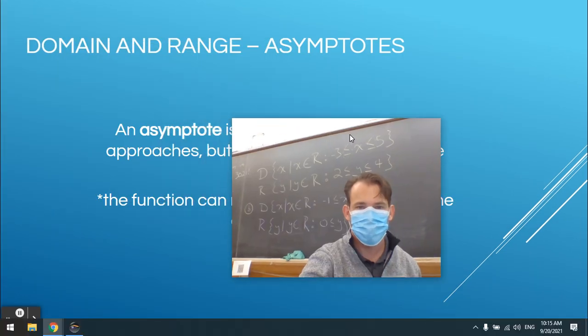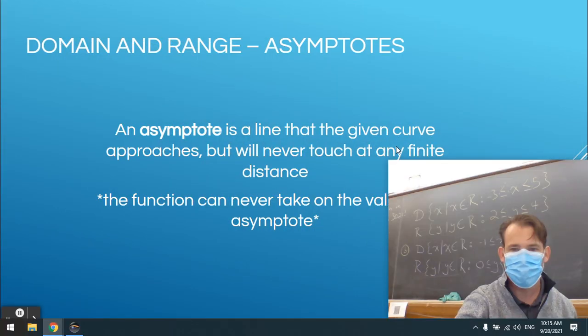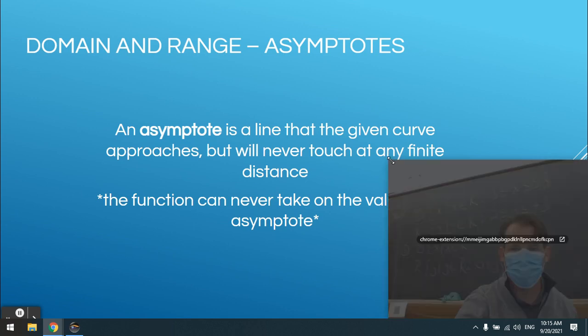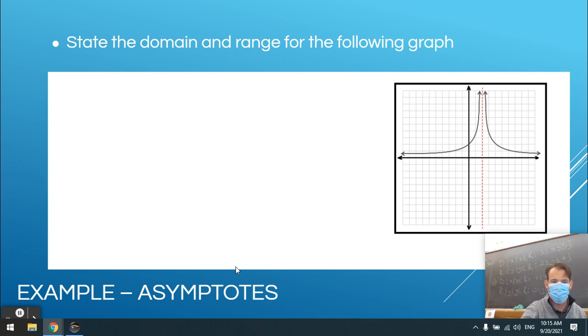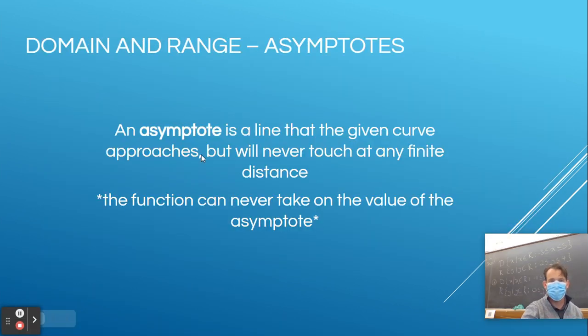Okay, now let's move that bit and take a look at this. Asymptotes are something that we're also going to indicate when we are looking at the domain and range. Asymptotes are lines that the given curve approaches but never touches at any distance. So the function can never take on the value of the asymptote.